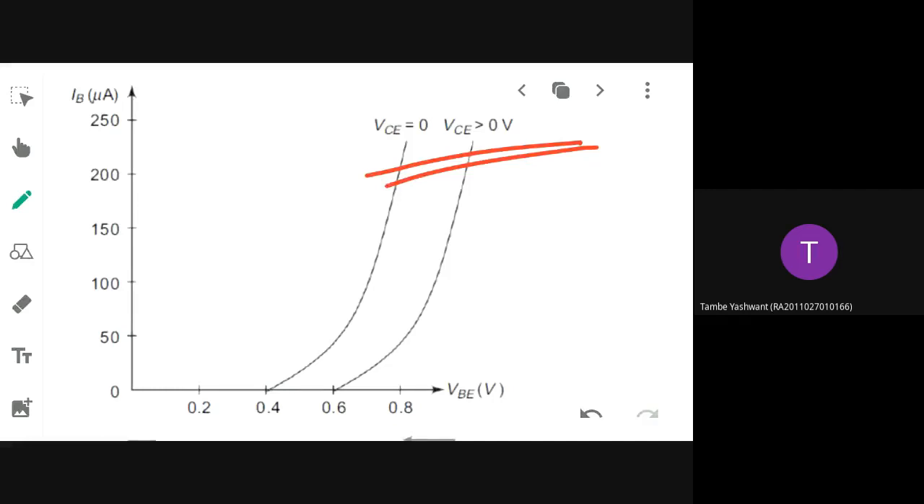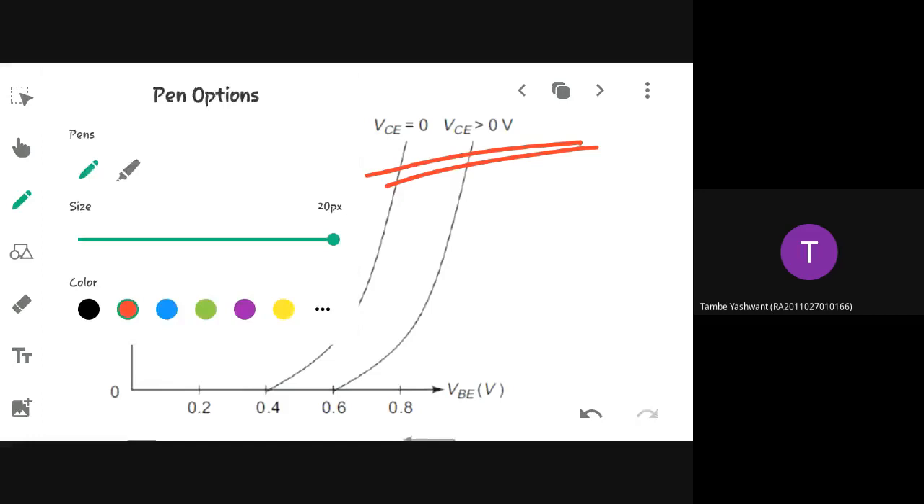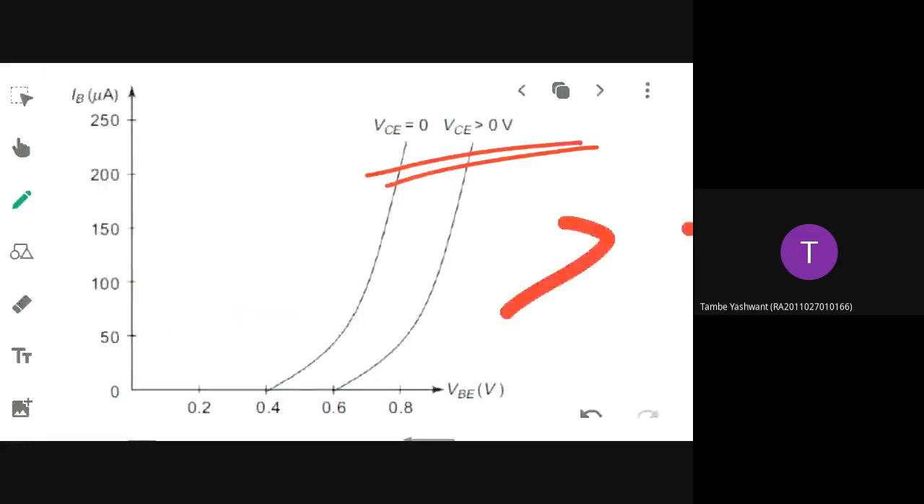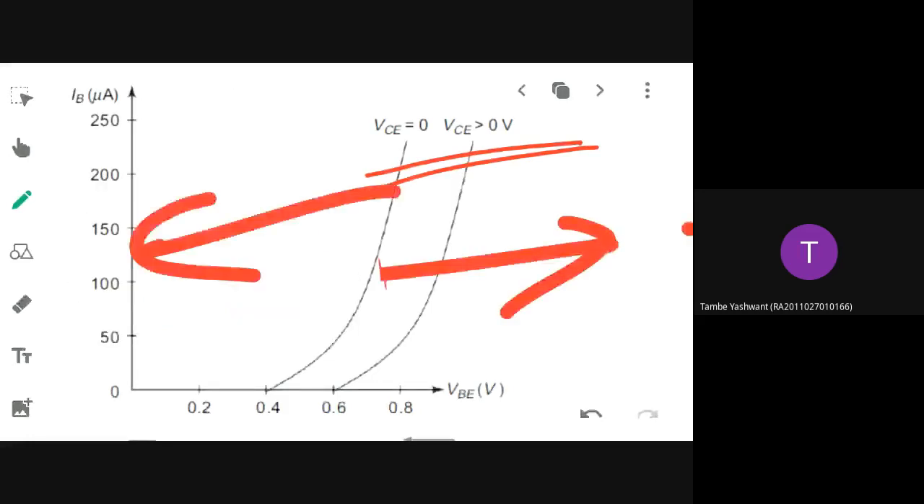So here the curve is shifting to this side or this side? What is the answer? Right side. Okay, so that's the difference you have to make, and the names of the parameters you have to change depending upon the configuration. Other things will be the same.